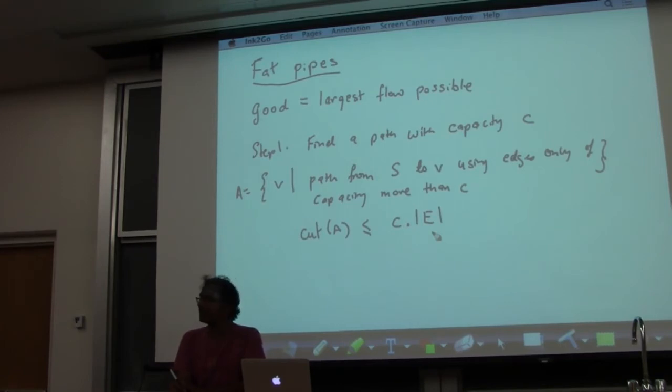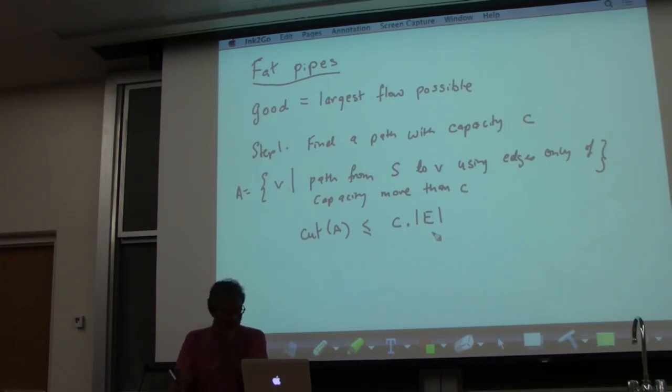I don't know how many edges there are coming out. It could be just one edge coming out. Each edge coming out of this cut has capacity at most C, and there are at most E edges. So the cut value of this cut is at most C times E. Right? Okay, so where am I going with this?